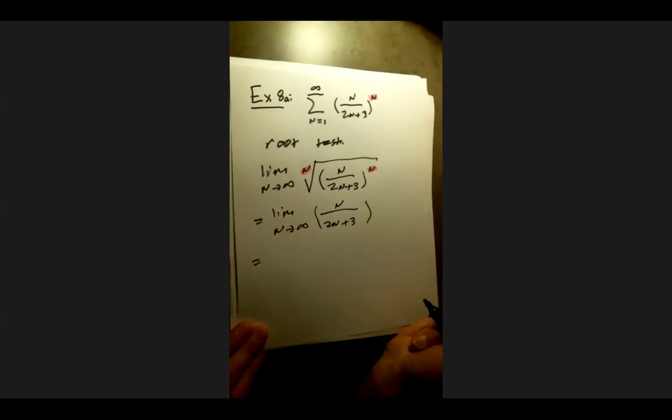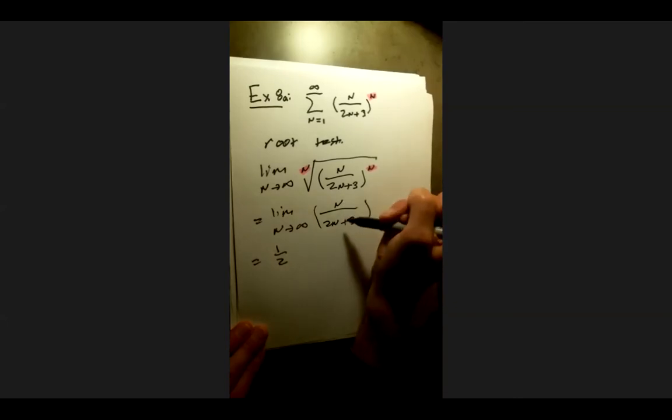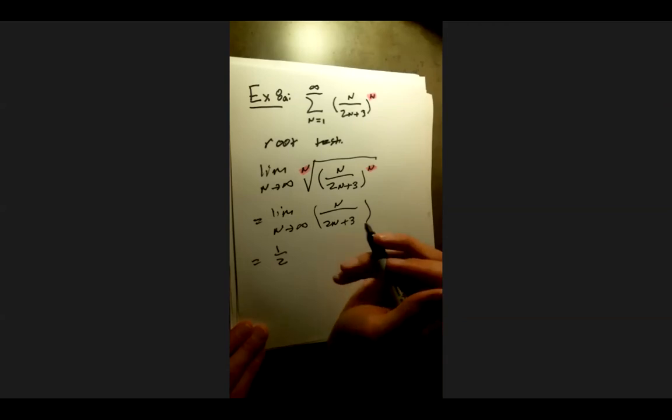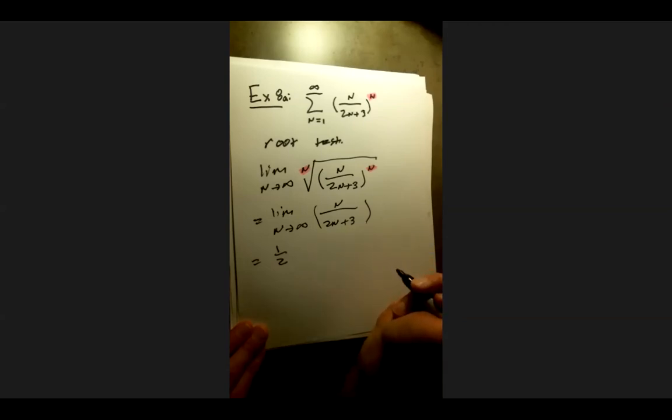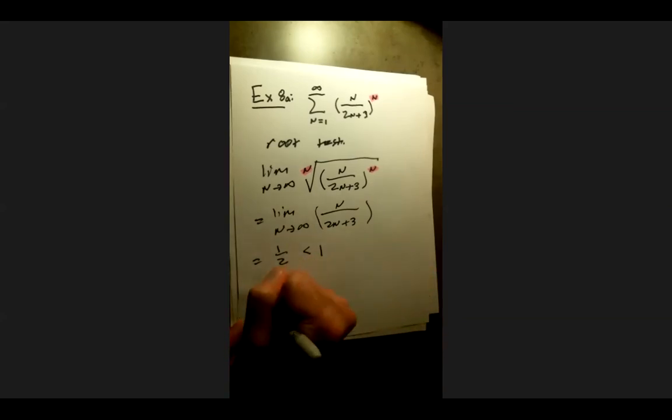0? The other 0. Over 2? 1 over 2. Oof, that was tough. Same degree on the numerator and denominator. What's important about 1/2? Less than 1. Less than 1. Very good. So less than 1. So what do we conclude?